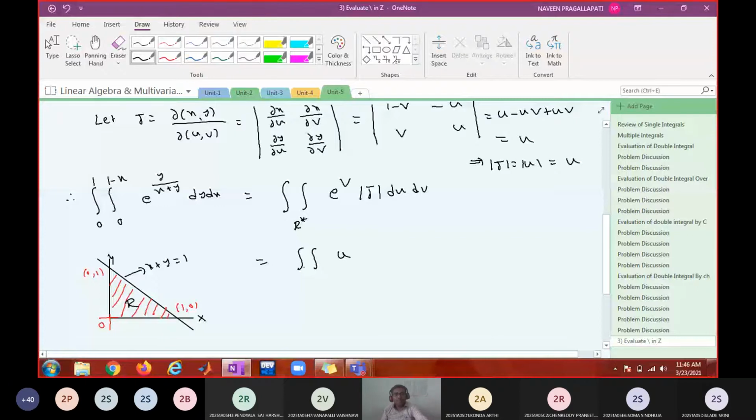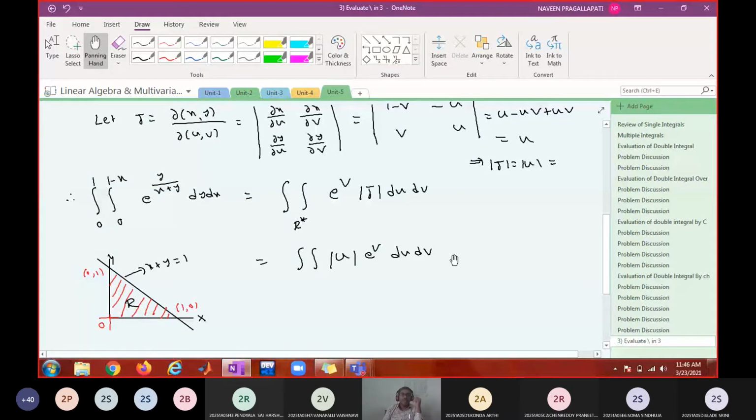Okay. So u. Let me write initially modulus of u. Okay. Modulus of u e power v du dv. And what is modulus of u? Whether it is u or minus u, that will be told by the limits of integration in the uv coordinate system, not in the xy coordinate system. Now, can you tell me the limits of integration?